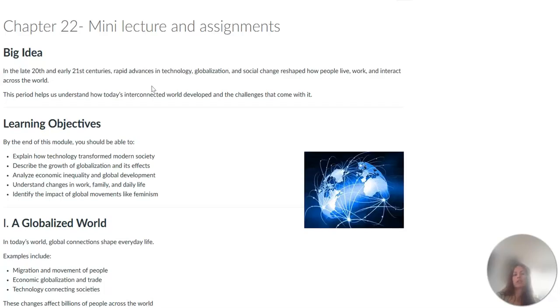The answer lies in three major forces: technology, globalization, and social change. These forces are all connected, and together they've reshaped how we live, work, and interact with one another. These are the learning objectives from chapter 22. As you move through the chapter, see if you can begin to answer these questions as well.